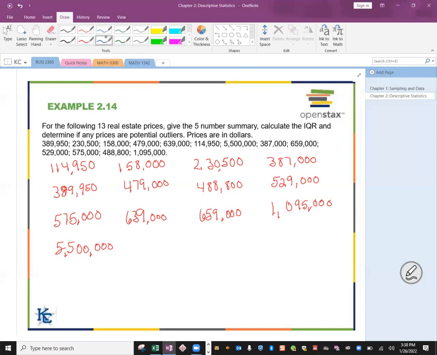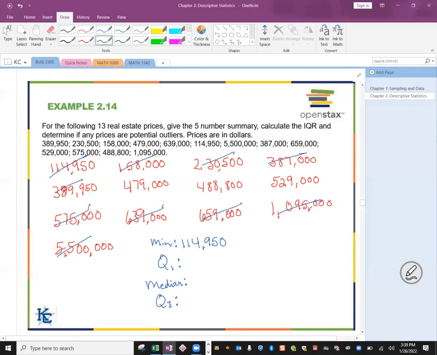So we want our 5-number summary to begin with. So we want our minimum. So our minimum value is the smallest value, which is 114,950. We want our Q1, our median, and our Q3. So these are our quartiles. Now I listed Q1, median, and Q3 because it's easiest to find the median first. So if I'm doing this by hand, I'm simply crossing off 1, 1, 2, 2, 3, 3, 4, 4, 5, 5, 6, 6. And so the value we're using for our median is 488,800.